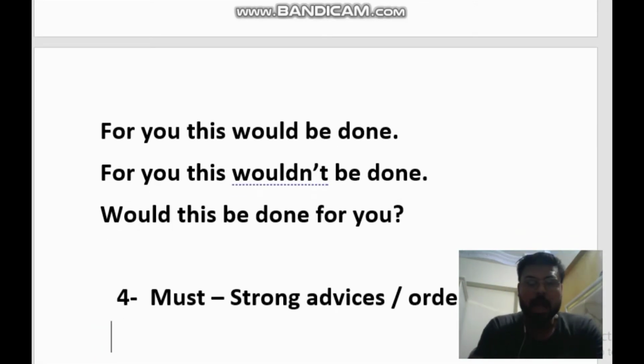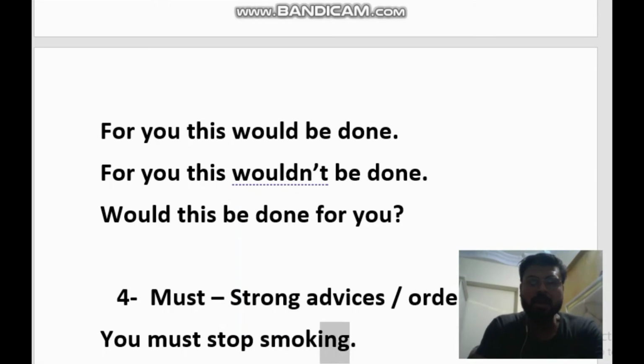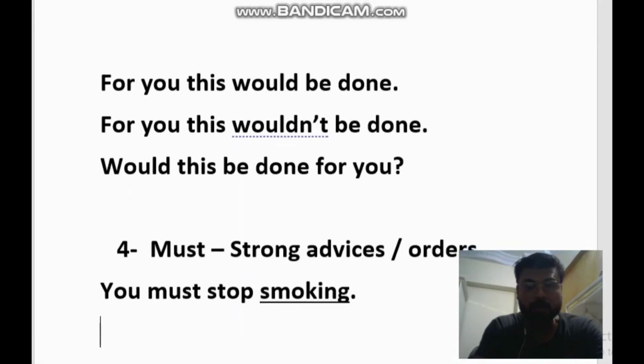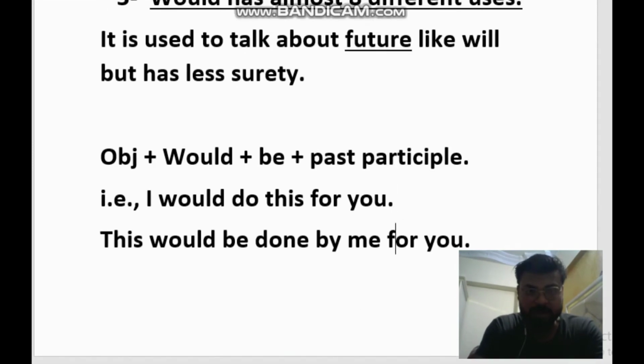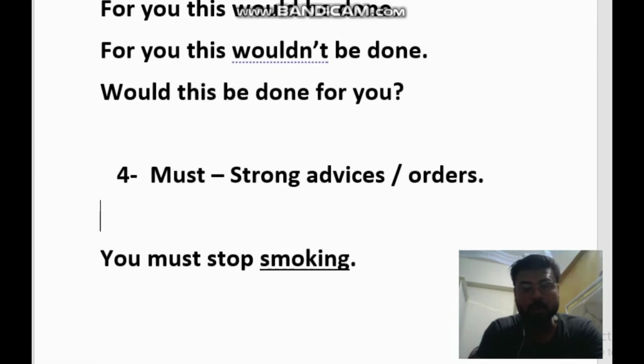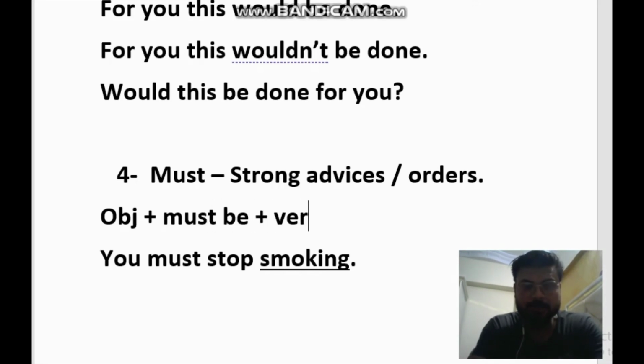Okay, let's take an example like this. You must stop smoking, right? Smoking here is a gerund form, it's an object, it's not a verb, right? So it's going to be what? The formation would be the same again, like it was with would, can, and could. It's going to be object plus must be plus verb, or you can say past participle, that's it, right? That's it.